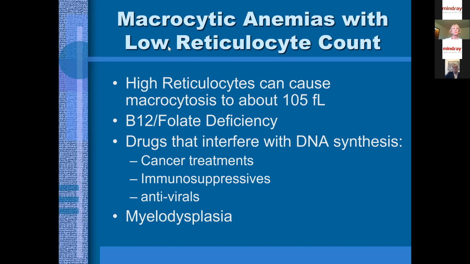But we're talking now, if you have established that the patient has low reticulocytes, then one of the possibilities with a macrocytic anemia is B12 or folate deficiency, treatment with drugs that can interfere with DNA synthesis, such as cancer treatments, immunosuppressives, some antivirals. And myelodysplastic syndromes can also cause low reticulocytes with high MCV.